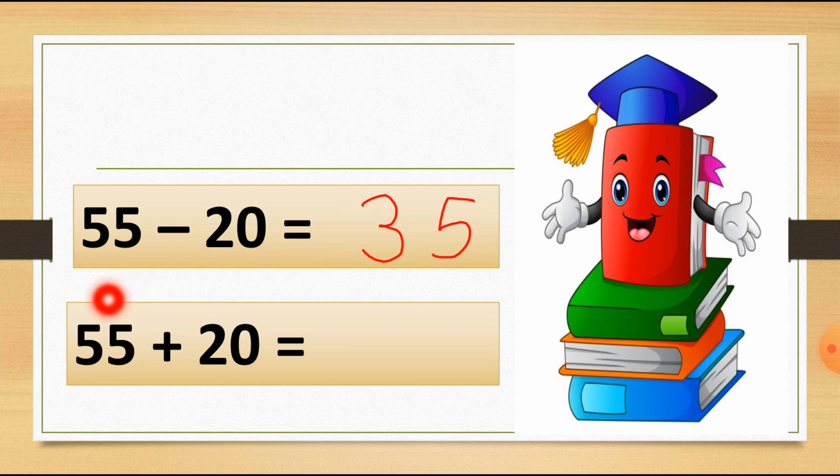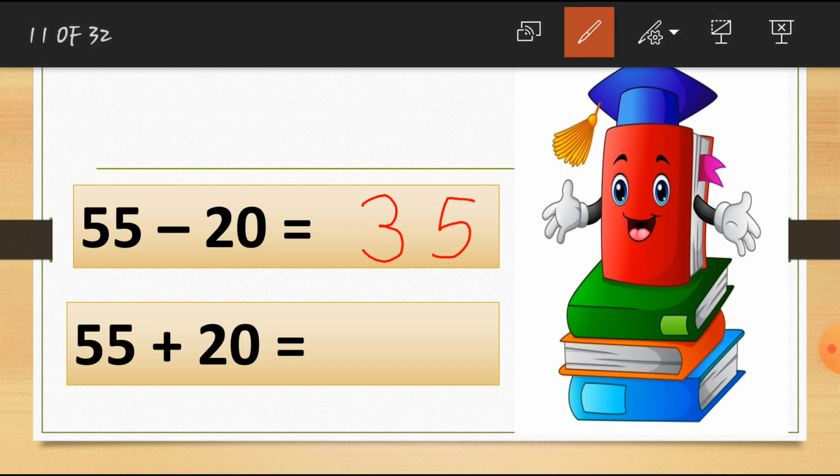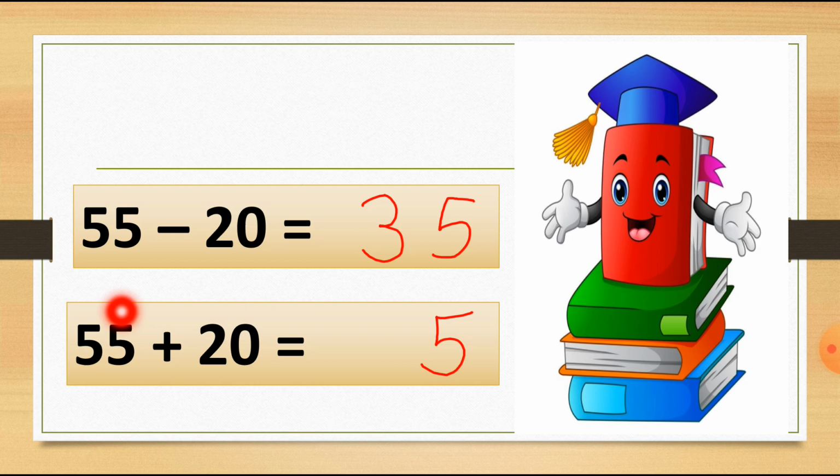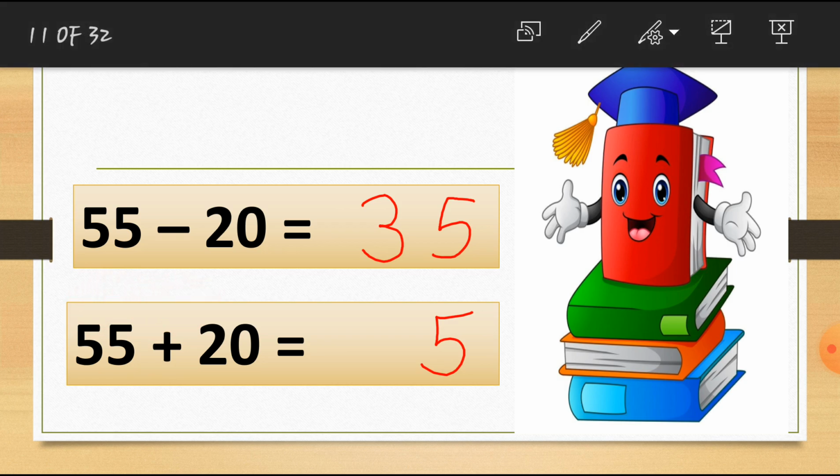Now let's see the next example, which is 55 plus 20. Here write down the ones value as it is first. So here I write the ones value, and here is the 5. You have to add 2 to this 5. So 5 plus 2 is equal to 7. So I write 7 here.